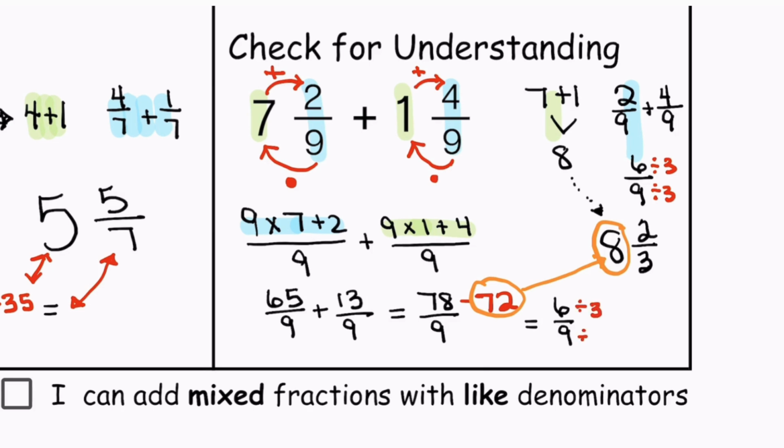I know that I can simplify that once again just by simplifying by a factor of 3. 6 divided by 3 is 2. 9 divided by 3 is 3. So my answer here again is 8 2/3. It just depends on how you want to work that problem out.